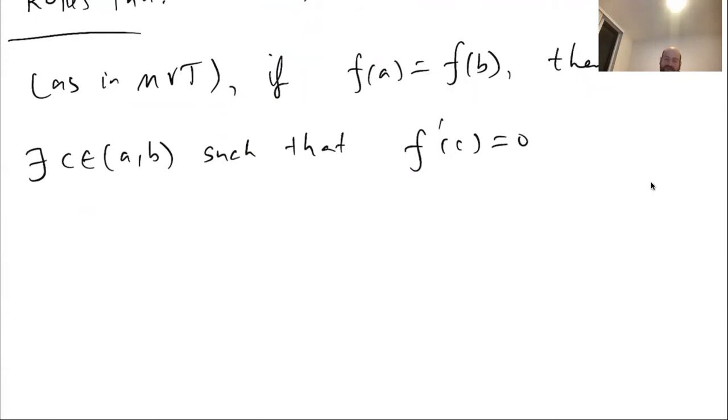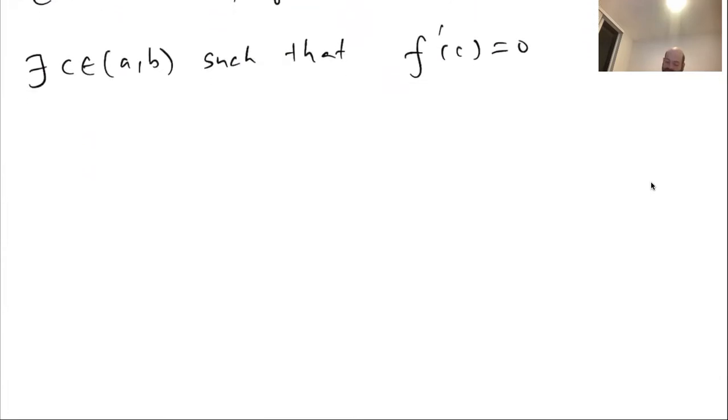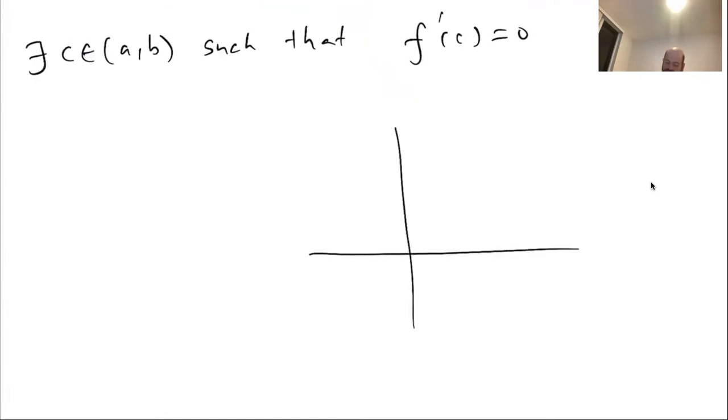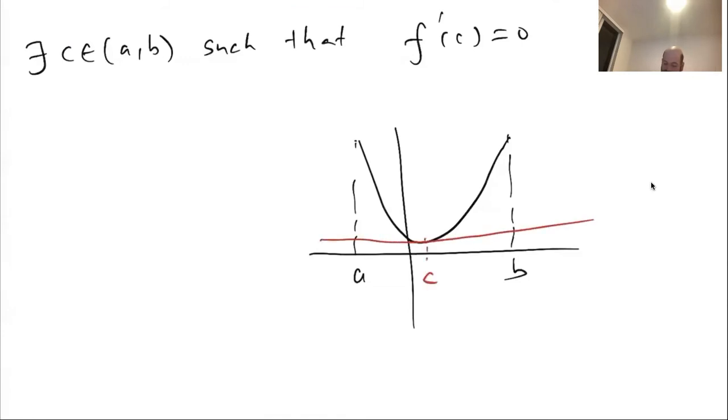And f prime of c equals 0 means you have a horizontal tangent line, because if a slope is 0, that means that line is horizontal, and f prime of c is the slope of the tangent line. So that means at least one tangent line becomes horizontal if f of a equals f of b. So we can look at, for example, this picture here. f of a and f of b are equal, and we have a horizontal tangent line as predicted by Rolle's theorem.